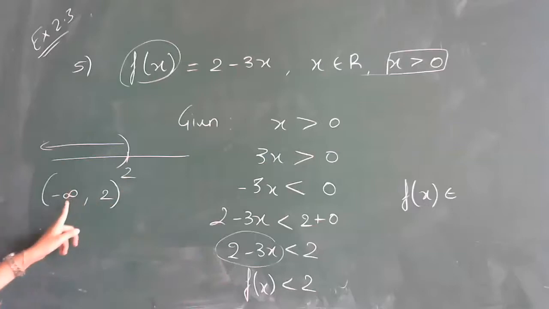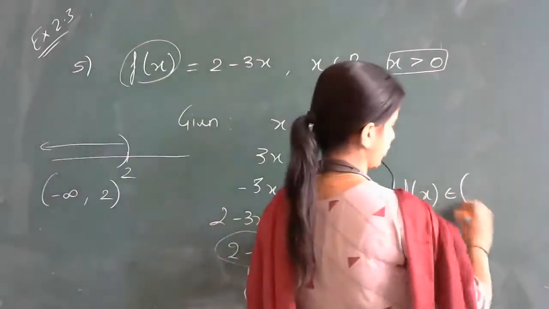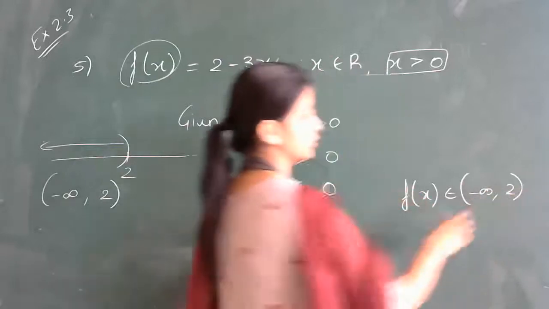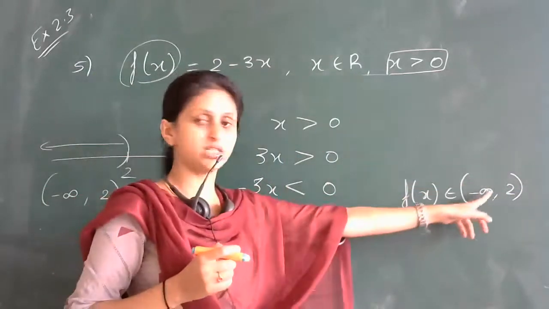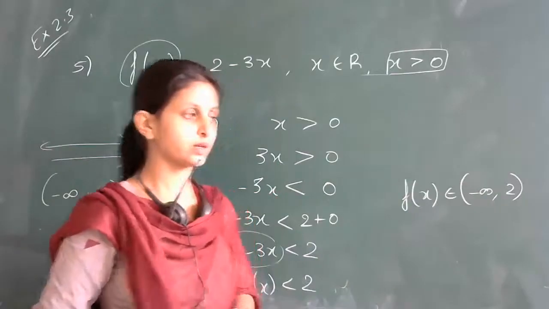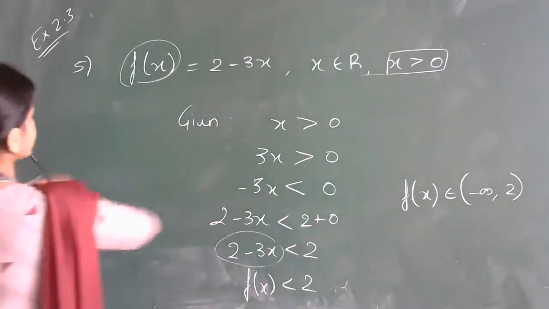So what is the interval? Minus infinity to 2. So my range, f of x values will belong to the interval minus infinity to 2. So what is the range of this function? Minus infinity to 2. Did everyone understand? Is that clear to everyone? Very good. Similarly, let us go for the second one.